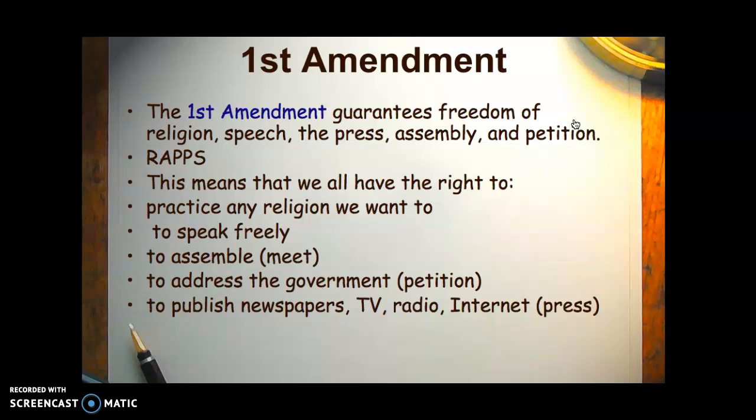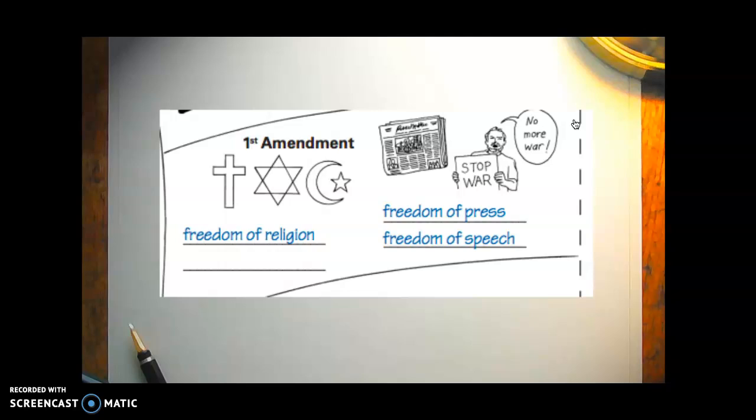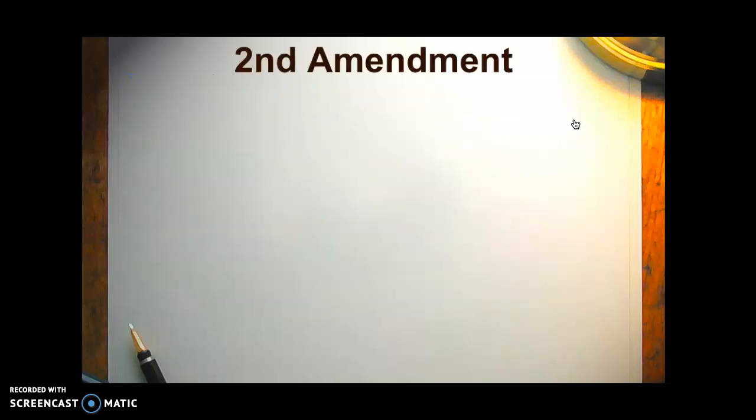So the First Amendment. On your paper, you'll be filling in the missing information for freedom of religion, freedom of press, and freedom of speech, and you see some pictures that are associated with those freedoms. The ones that are missing are petition and to peacefully assemble, but for our purposes, we'll just focus on these three. And of course, stop the video at any time so you have time to type that in on your note page.